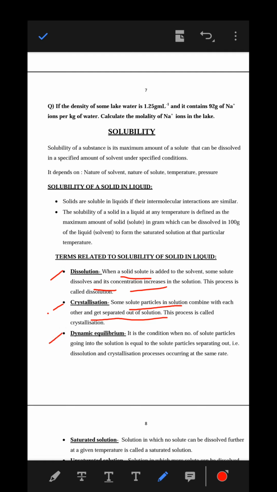After that, dynamic equilibrium. Dynamic equilibrium is that condition where the number of solute particles going into the solution is equal to the number of particles separating out. That is, both the dissolution and crystallization process occur at the same rate. This is known as dynamic equilibrium. The next term is saturated solution. Saturated solution is the solution in which no solute can be dissolved further at a given temperature.